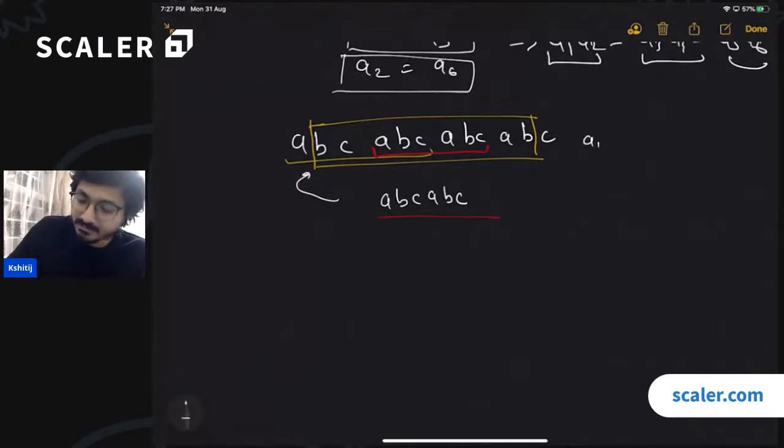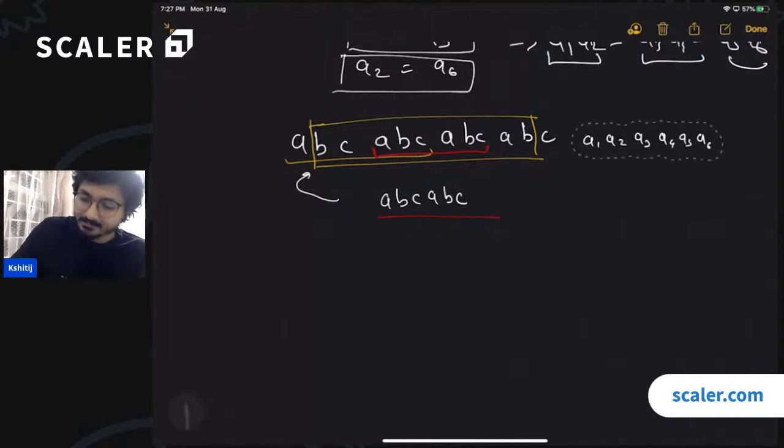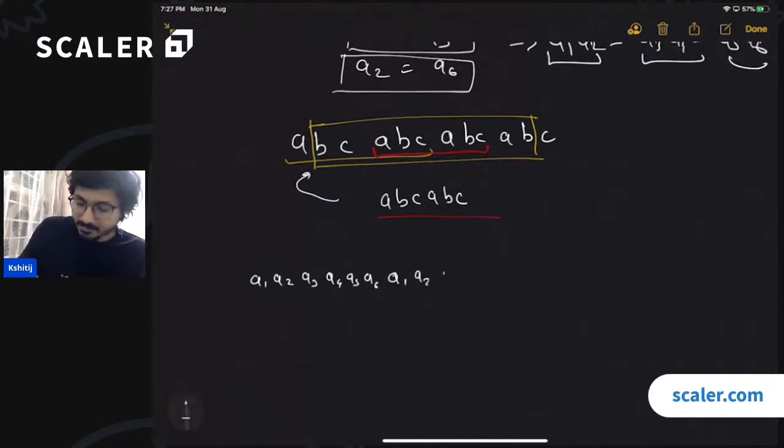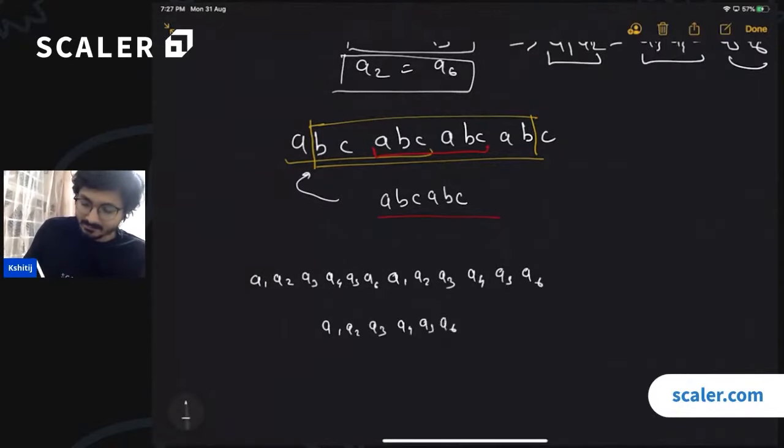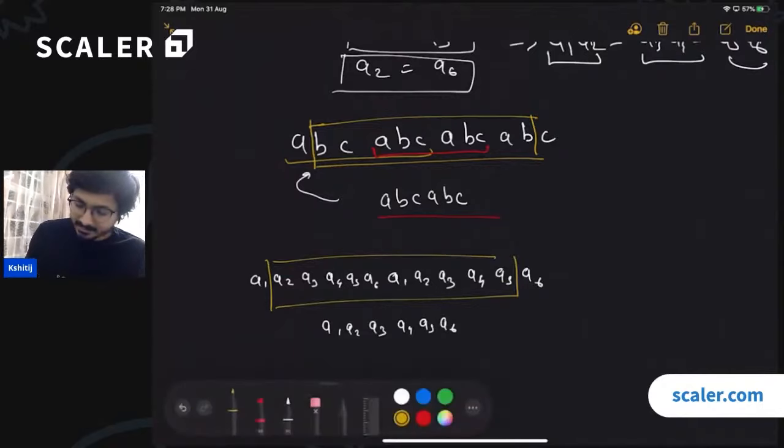So this is nothing but A1, A2, A3, A4, A5, A6. And we have appended A1, A2, A3, A1, A2, A3, A4, A5, A6. And now we are searching for A1, A2, A3, A4, A5, A6. We are searching this in this part. Okay. And as per this case, we are finding it after the third character, right? So we are going to find it here.